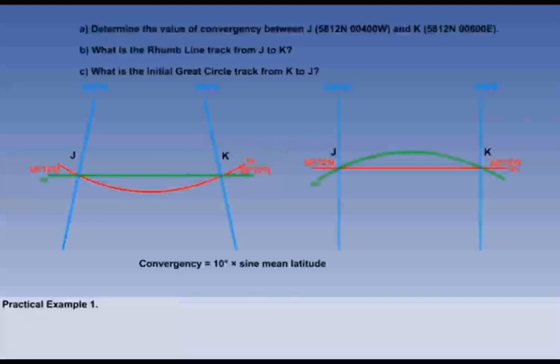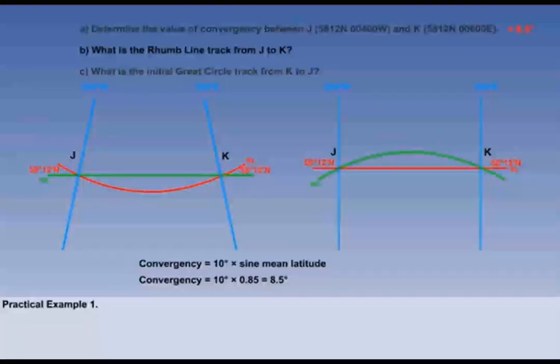Going back to our example calculation, the sine of 58 degrees 12 minutes is very close to 0.85. So the convergency is 8.5 degrees. That's the first part of the problem solved. Now let's look at the second part. What is the rhumb line track from J to K? J and K are both at the same latitude. So what will the rhumb line track from J to K be?